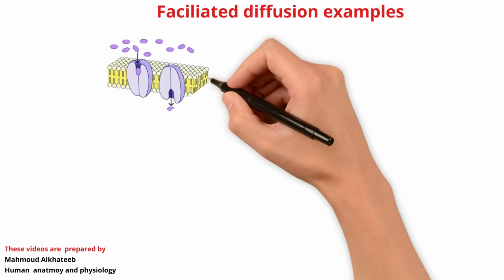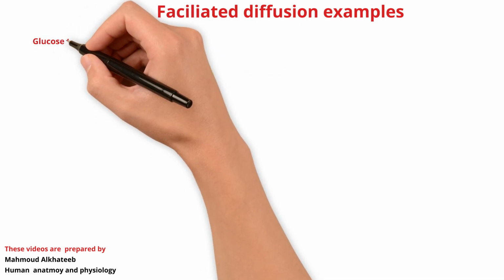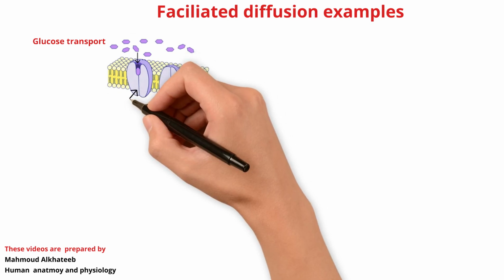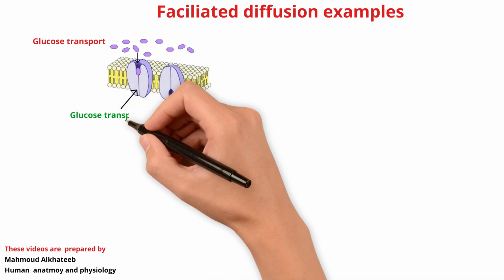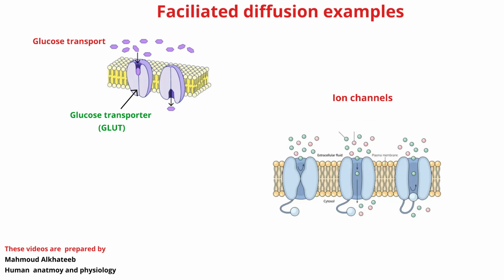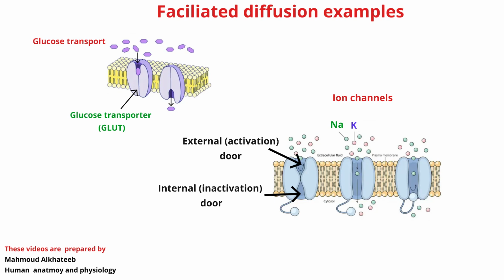An example of facilitated diffusion that uses a carrier protein is the transport of glucose into the cells. Because glucose is too large to pass through the lipid bilayer by itself, it relies on a glucose carrier protein called glucose transporter, or GLUT. On the other hand, we also have ion channels that transport ions in and out of the cells, like sodium and potassium ion channels. Ion channels function as external and internal doors, allowing specific ions to enter or exit the cell, thus regulating cellular functions.